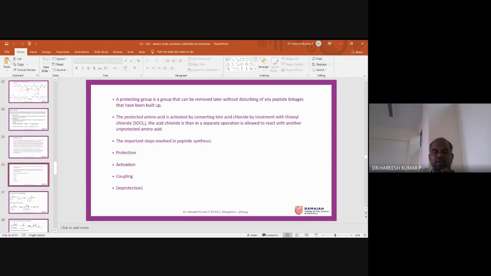The first step is protection of the N-terminal end of the amino group. After the N-terminal end of the amino acid is protected with a suitable protecting agent, the carboxylic group is activated by converting the acid into acid chloride. The acid chloride is treated with an unprotected amino acid to form a peptide bond. Once you get the desired peptide, you can cleave the N-terminal protecting group. It is called deprotection. These are the key steps involved in peptide synthesis. So I will take one example of how a dipeptide is obtained. I will explain that in the next two slides.